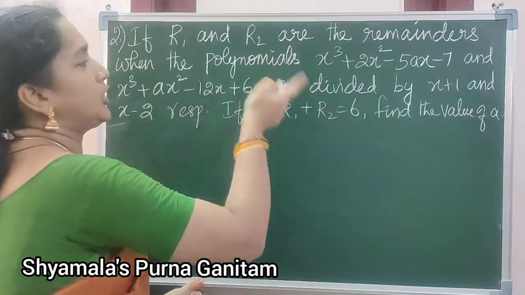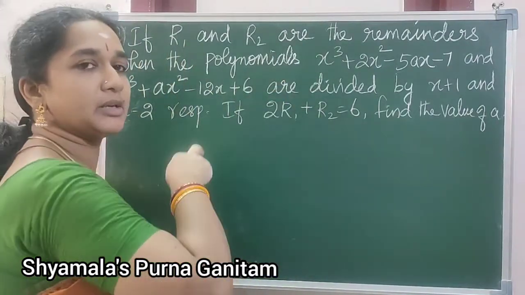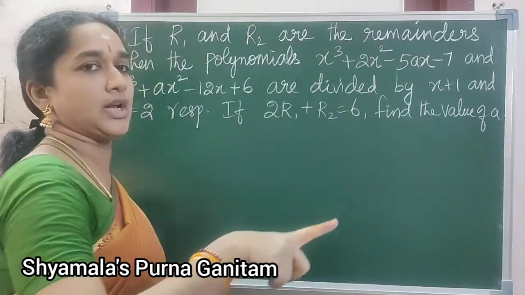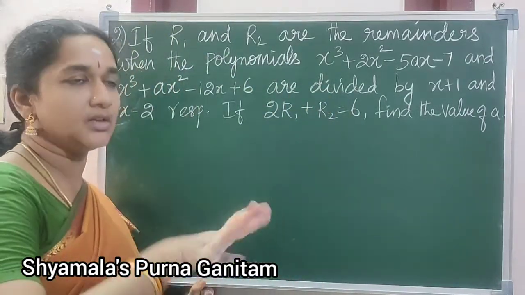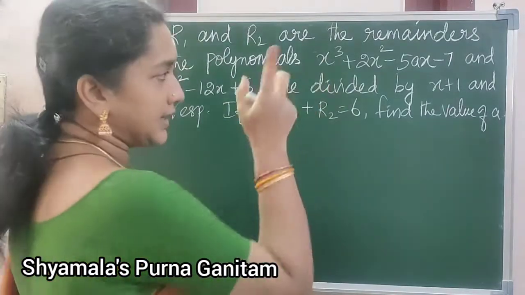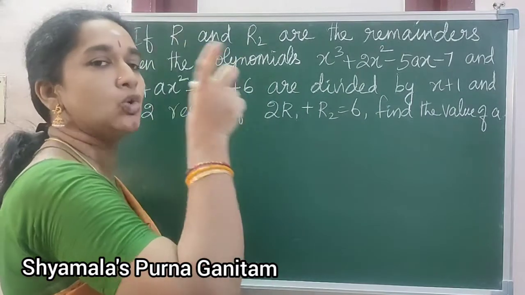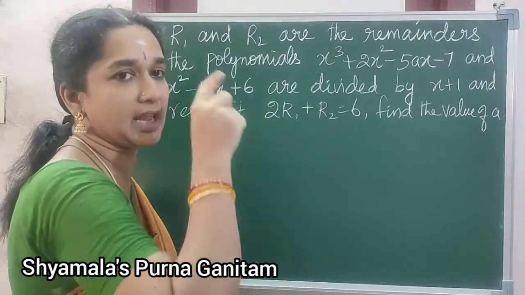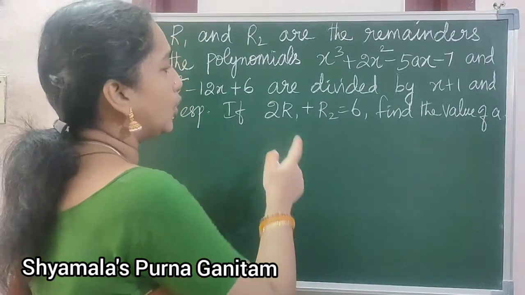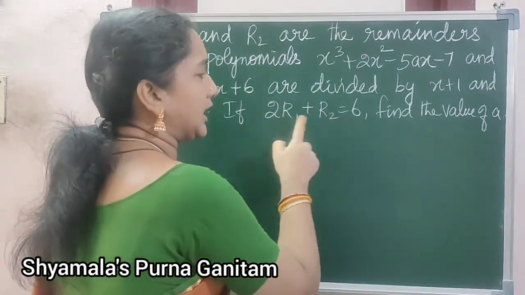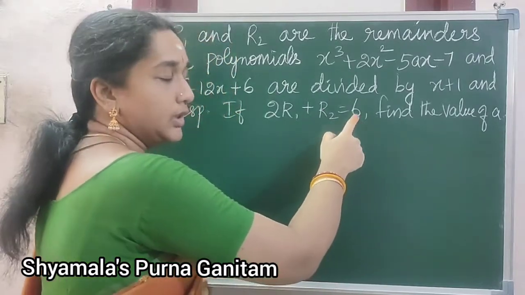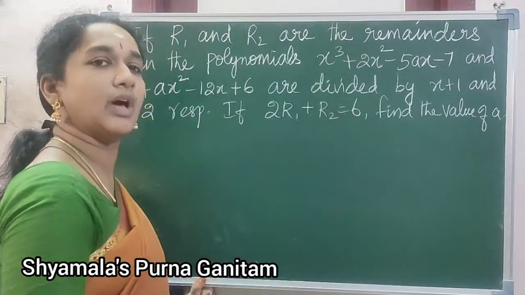Here, two polynomials are given, and they are divided by two different numbers. For the first one, you are asked to take the remainder as R1. For the second one, you are asked to take the remainder as R2. Then, after getting both, you will get an equation with a in it. That has to be substituted in this and equated to 6, and then find the value of a.